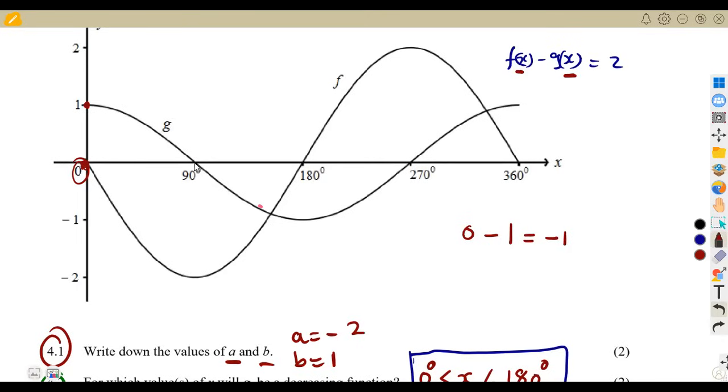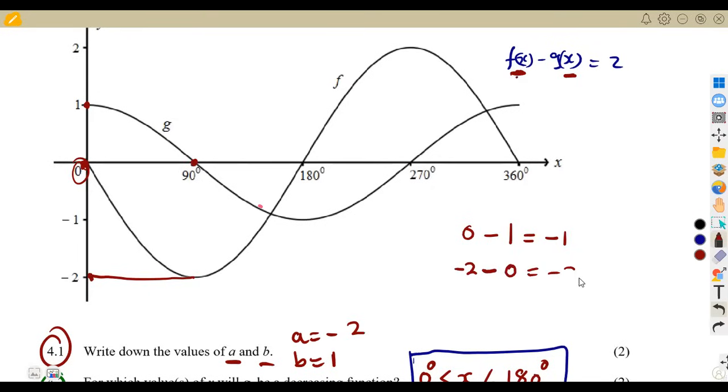All right, let's move on to 90 degrees. At 90 degrees, what is the value of f? F is the one that you need. So f at 90 degrees there is negative 2. Our f, the function of f of x, is at minus 2. So that's minus 2 minus the value of g, because it's f of x minus g of x. At 90 degrees, g is 0.